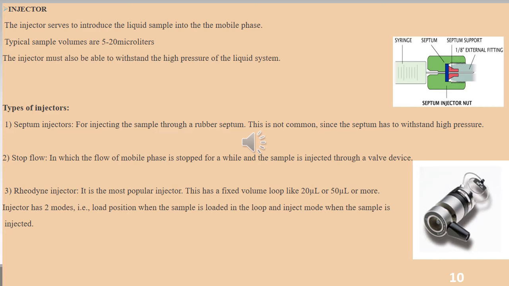The Rheodyne injector is the most popular injector. This has a fixed volume loop like 20 microliter to 50 microliter or more. The injector has two modes: load position, when the sample is loaded in the loop, and inject mode, when the sample is injected.